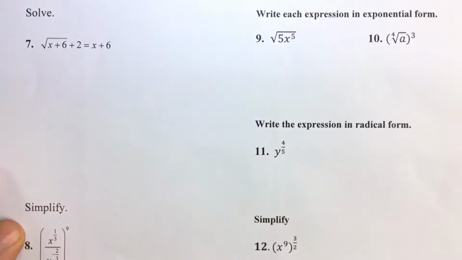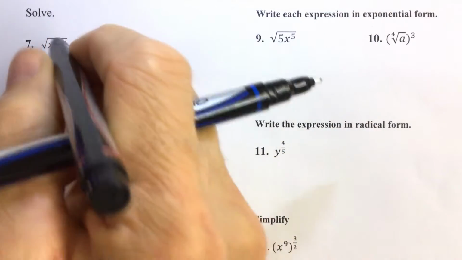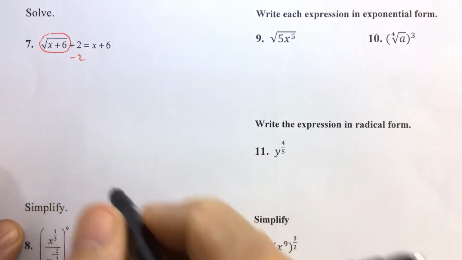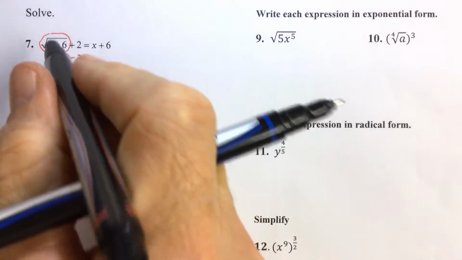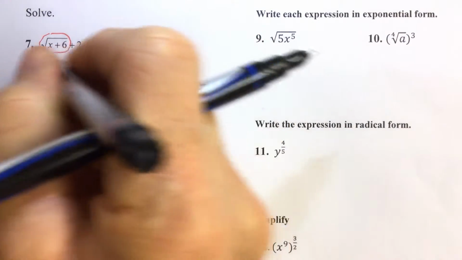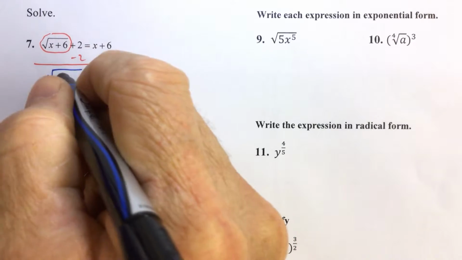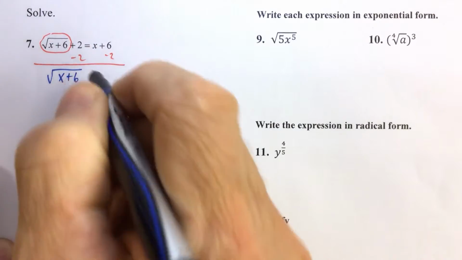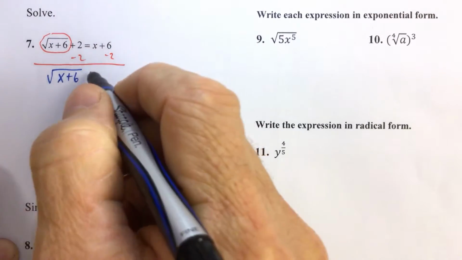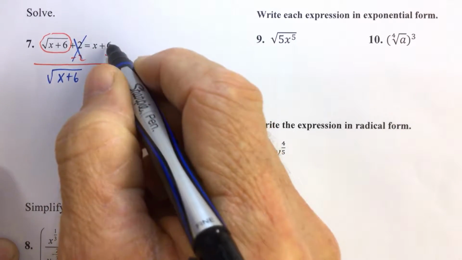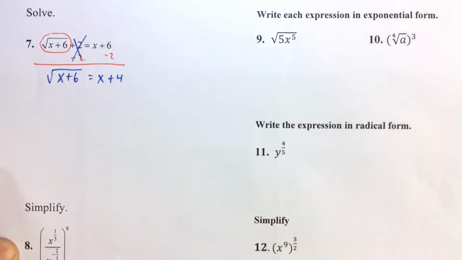For number 7, the first thing we're going to notice is that we don't have the radical by itself. We're solving a radical equation, and anytime we're solving an equation like this, we want to get the radical by itself. So we're going to do that by subtracting 2 from both sides. After subtracting 2 from both sides, we get on the left side radical x plus 6, and the 2's here cancel, and on the right side we get x plus 6 minus 2, which is plus 4.